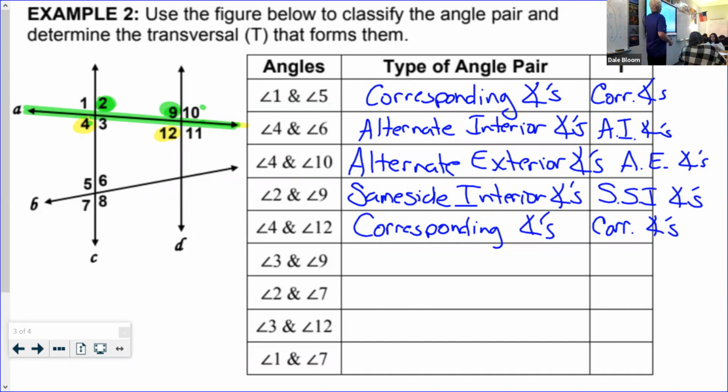So now I look at 3 and 9. Again, the line that they're both by, that's their transversal. So are they on the same side of that transversal, or are they on different sides? So they're on alternate sides. So that's what you start with. And then you have to figure out, are they interior or are they exterior? So now they're in between these lines. And you just kind of ignore this one right now. And they're interior.